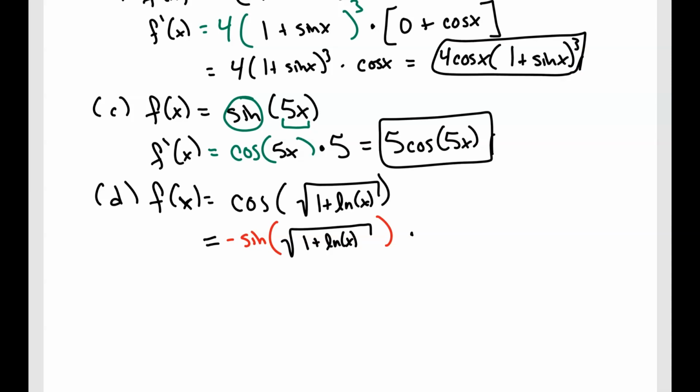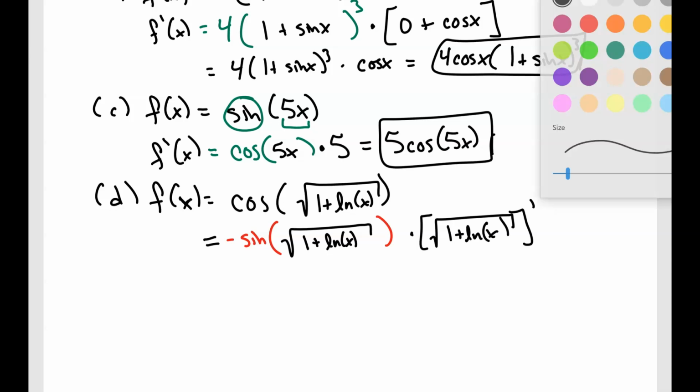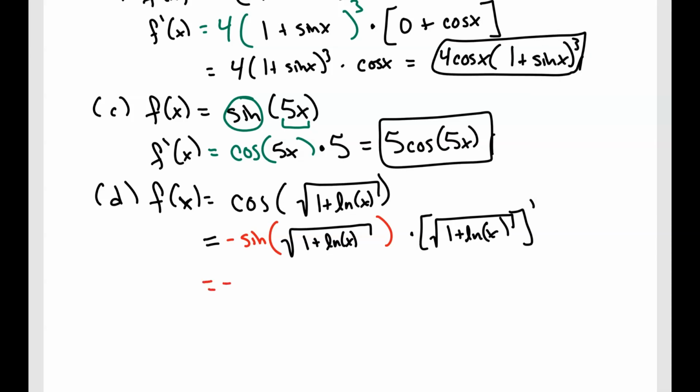And now we're going to take the derivative of the inside. So let me write it like this. We're going to take the derivative of whatever the inside is, which is the square root of 1 plus ln of x. So that's what we're going to do, take the derivative of the inside. Okay, so now I'm done with the red part. The red part's going to stay the same: sine of the square root of 1 plus ln of x.